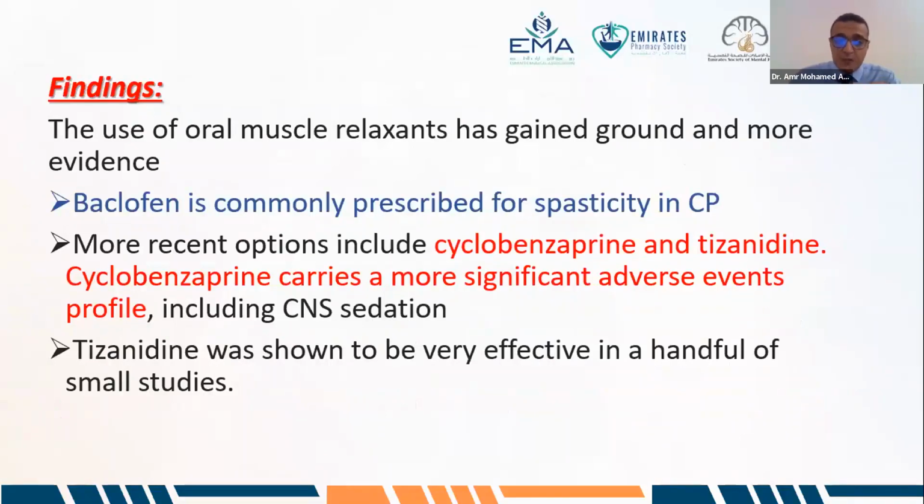And more recent options include cyclobenzaprine and tizanidine. Cyclobenzaprine carries a more significant adverse event profile, including CNS sedation. That's why baclofen is more commonly used rather than the other CNS-acting muscle relaxants.